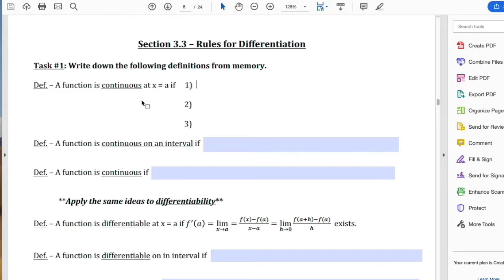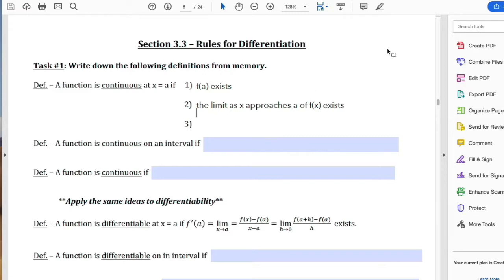Just recall, a function is continuous if three conditions hold. It's continuous at a point x equals a if the point exists, or the function is defined at that point, the limit as x approaches a exists. The limit as x approaches a of f of x exists, and you can use the limit notation there.